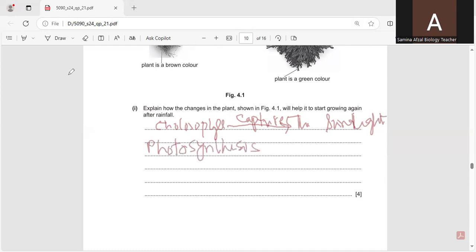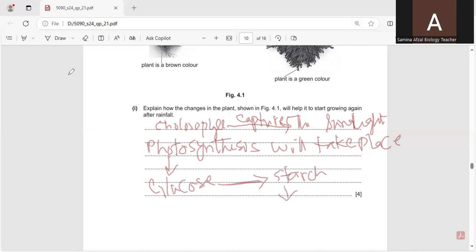So as a result of photosynthesis, there will be formation of glucose or carbohydrate. This glucose will be stored in the form of starch in different parts of this plant. This starch will be used in adverse environmental conditions to stay alive. So this question was of 4 marks. Now I would like to move towards the next question.